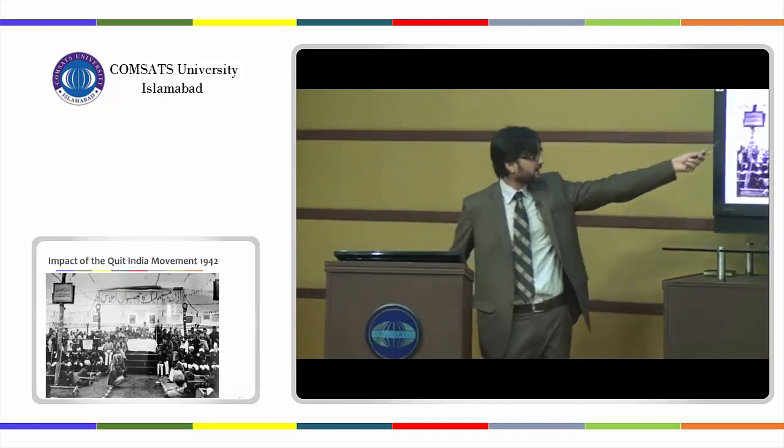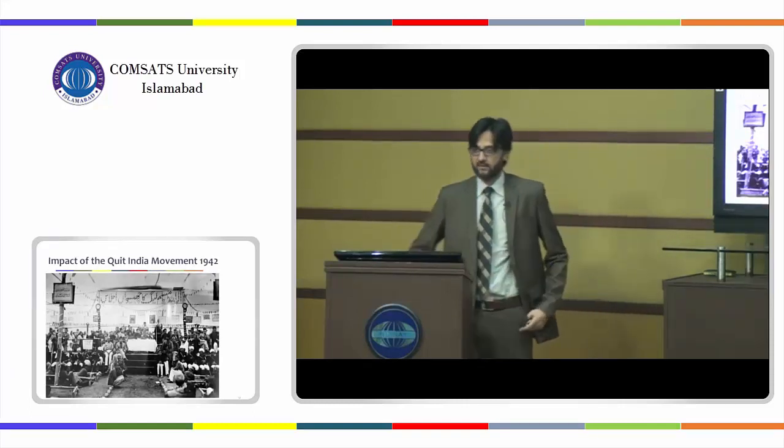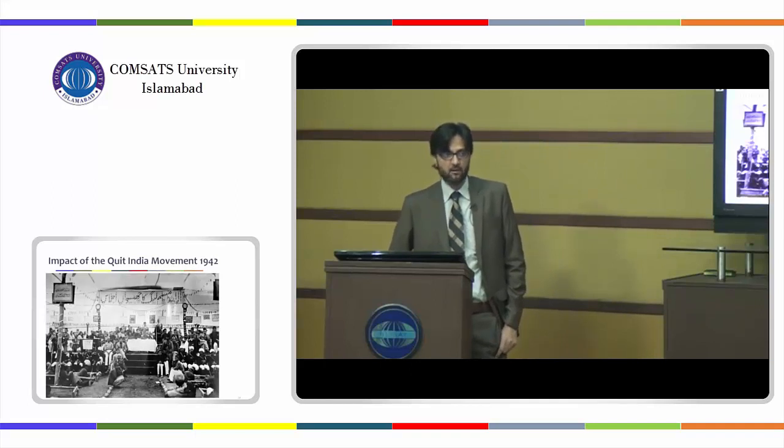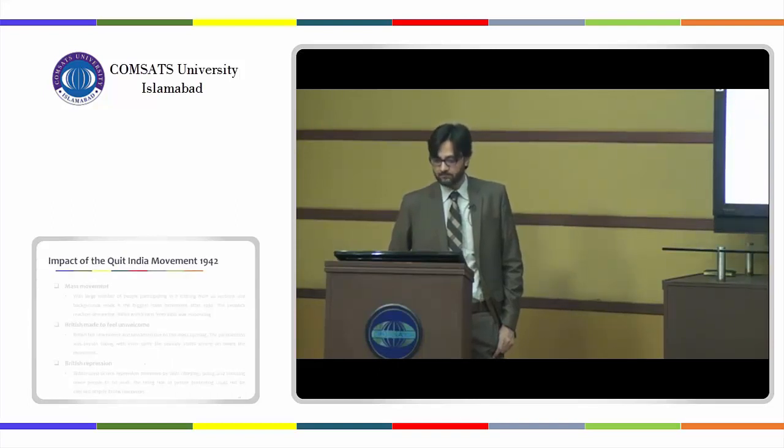You can see this All India Muslim League 26th conference. So these kind of activities were going on in British India at that time during the Quit India movement and after the Cripps proposal, after when they were rejected, right?